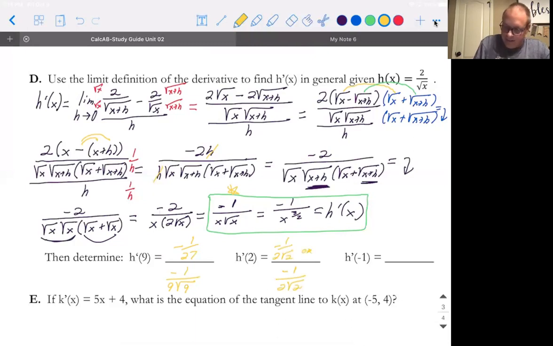Or if that makes you nervous because you're going, it's got a radical in the bottom, you can simplify it. And finally, if we try to put negative 1 in, we'll get negative 1 over negative 1 times the square root of negative 1. Well, that's imaginary. It's not a real answer. Undefined.